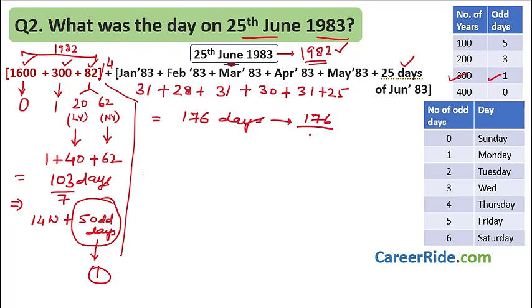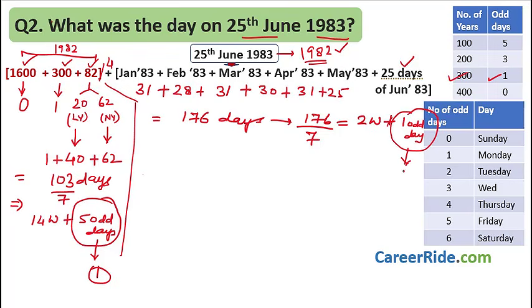I'll divide this by 7, right? From there, what do I get? I get the answer to be 25 weeks plus 1 odd day. My answer would be 1 odd day here. Okay, and this is the day that I am interested in. The odd day is the day that I am interested in.